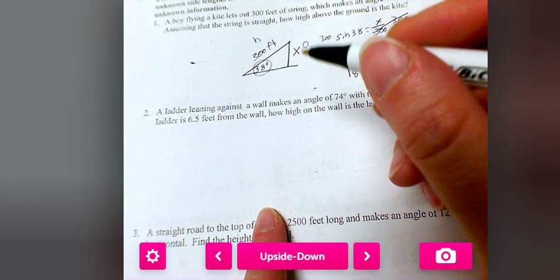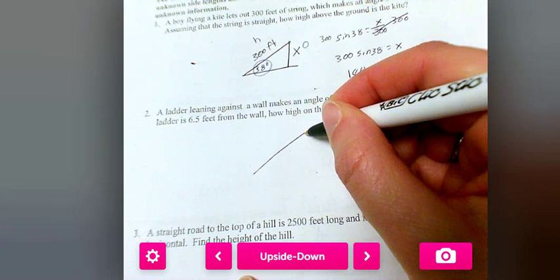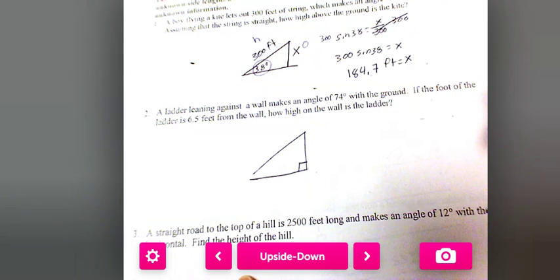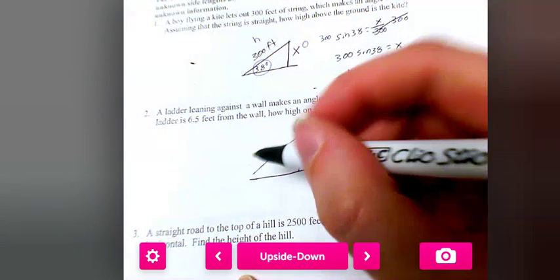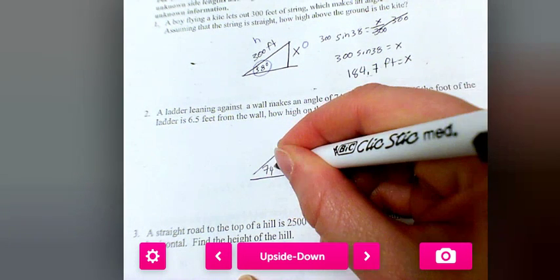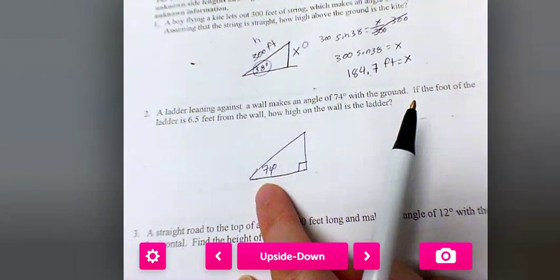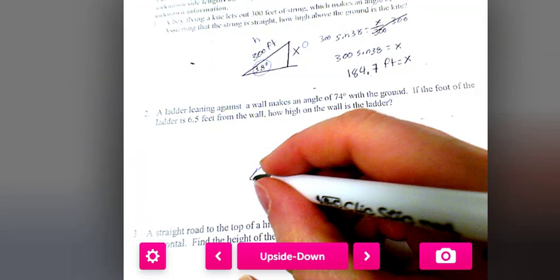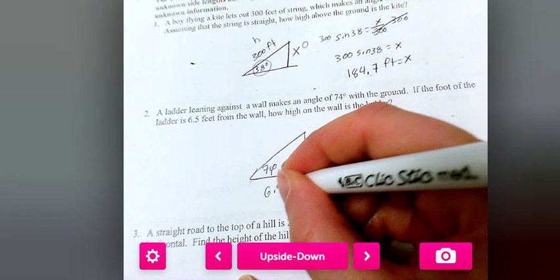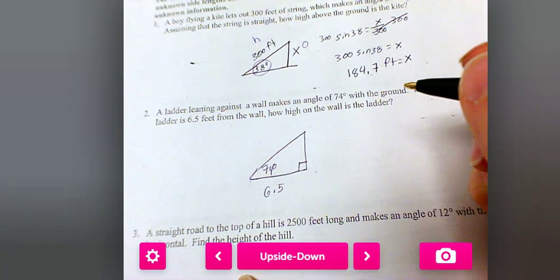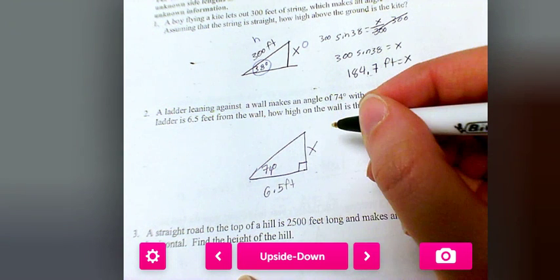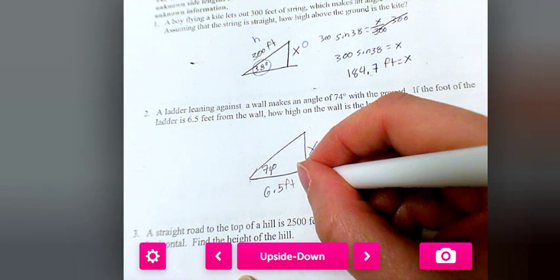A ladder is leaning against the wall, so I know this is the ladder, is my hypotenuse right there. It makes an angle of 74 degrees with the ground. So it says ground, so I know it's this angle, not this angle up here, but this angle down here. If the foot of the ladder, so that means the bottom of the ladder is 6.5 feet from the wall, how high is the wall on the ladder? So this is my adjacent and this is my opposite.